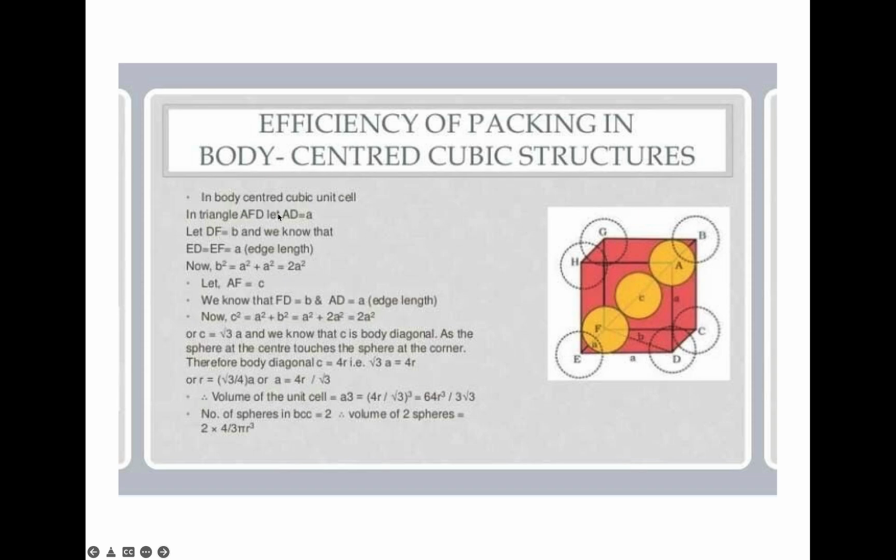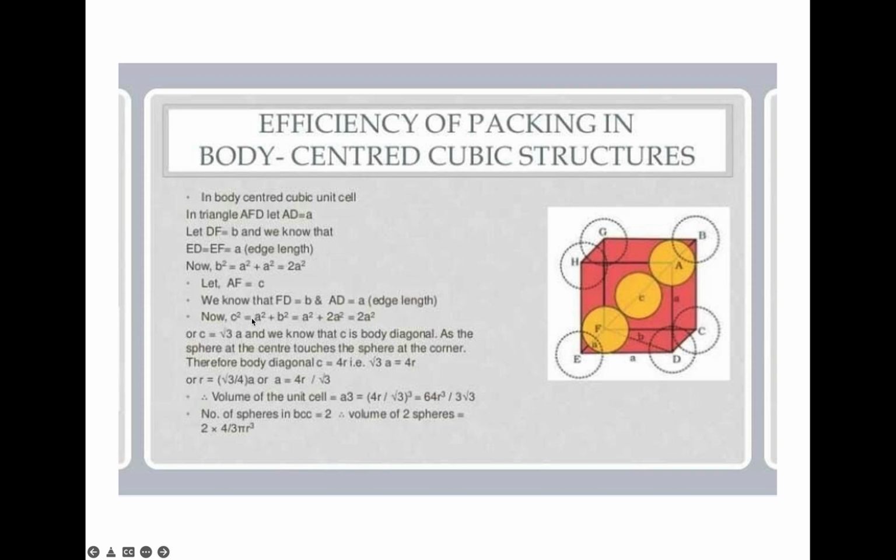Next is efficiency of packing in body centered cubic cell. In body centered cubic cell, that is in triangle AFD, see, AFD here, this triangle, AD is equal to a and DF is equal to b. You can refer to the figure. You know, ED and EF edge length will be the same a. Now, b square is equal to a square plus a square, 2a square, and AF is c, as you can see in the figure, and FD is equal to b and AD is equal to a edge length.